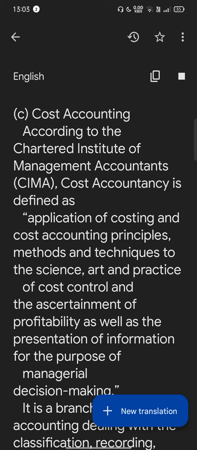According to the Chartered Institute of Management Accountants, CIMA, management accounting is the process of identification, measurement, accumulation, analysis, preparation, interpretation and communication of information used by management to plan, evaluate and control within an entity and to assure appropriate use of and accountability for its resources.